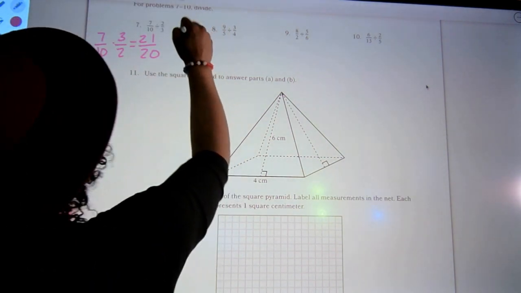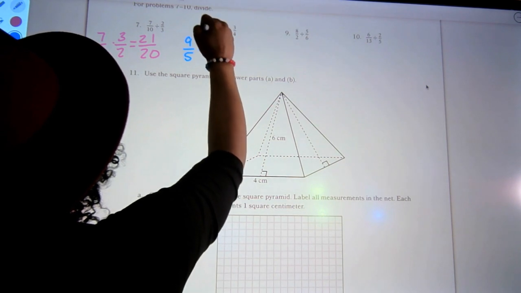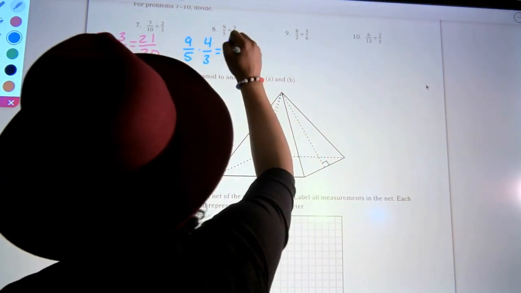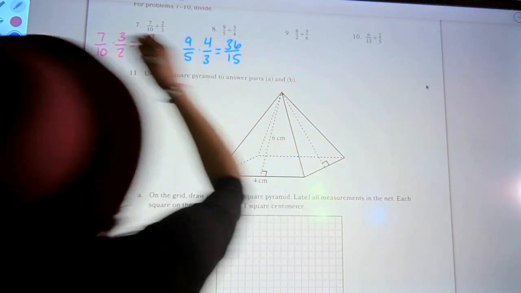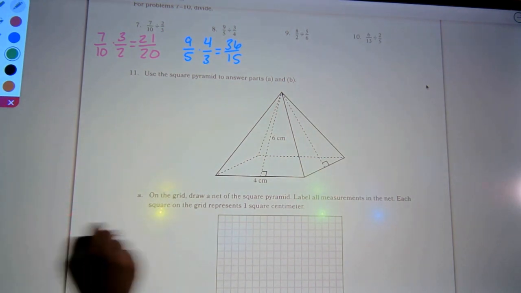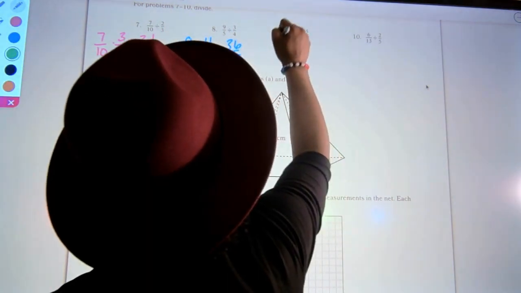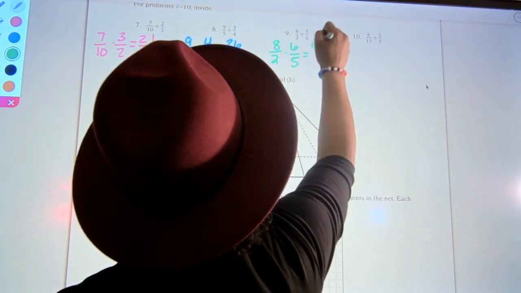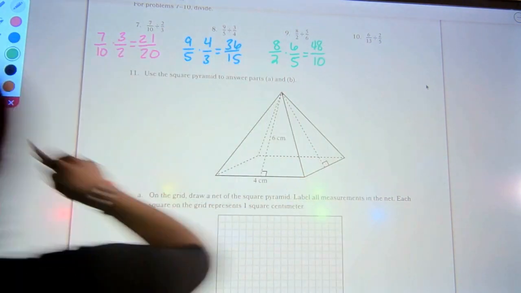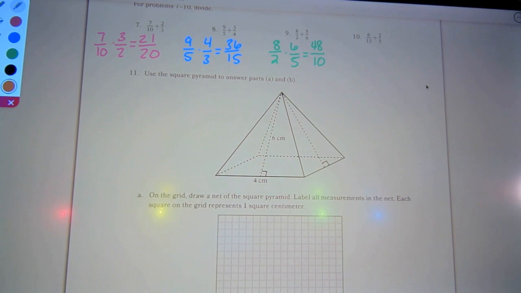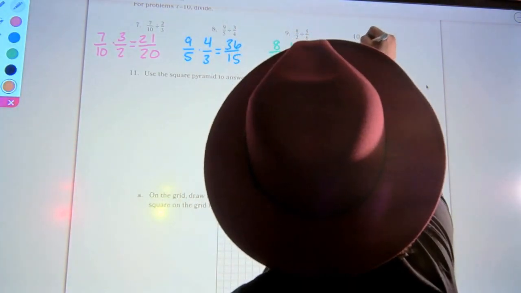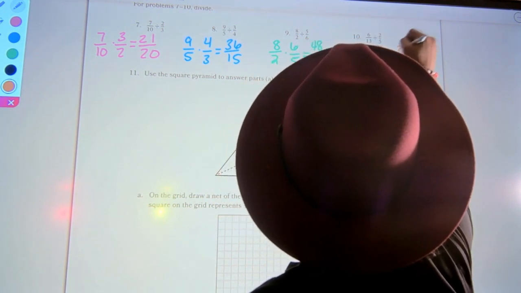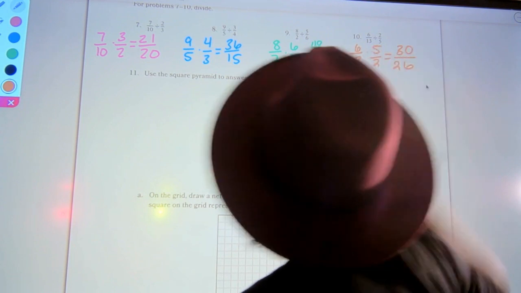Our next one, we have 9/5 times 4 over 3, and then we get 36 over 15. Our next one, 8 over 2 times 6 over 5, we get 48 over 10. And then our last one, 6 over 13 times 5 over 2, we get 30 over 26.